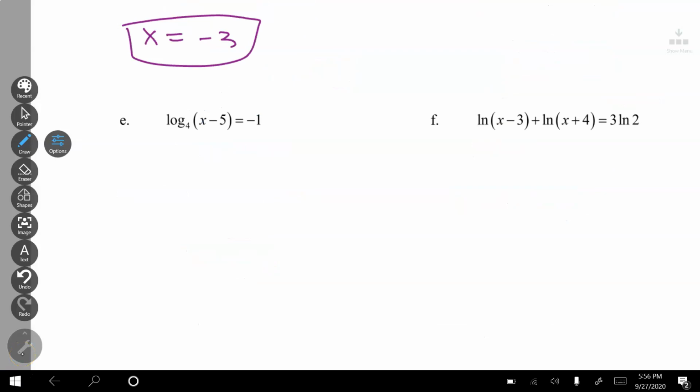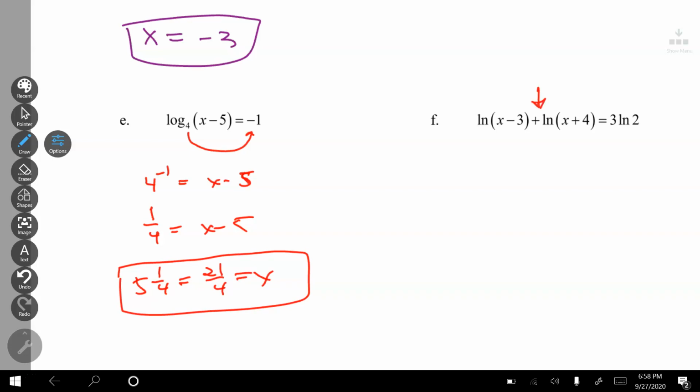So this is a log problem again, same idea as before. The first thing I'm going to do is go from the base to the other side. I get 4 raised to the negative 1 is equal to x minus 5. This is really just 1/4. x minus 5, add the 5. 5 and 1/4, or 21 over 4, is equal to x.